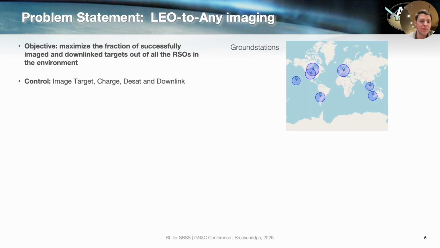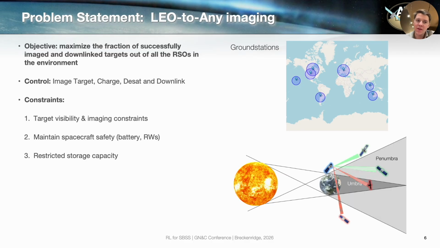And to do that, we have these 4 different action types that one can choose: imaging a target, charging the satellite, doing a desat maneuver, or downlinking data to one of these 7 ground stations that is imaged on the right. There's several constraints though. In particular for imaging, there's target visibility and imaging pointing constraints, etc. During the whole simulation, we also want to maintain spacecraft safety for the battery levels, the reaction wheel speeds, and also we need to manage the storage capacity. So if the storage is full, you first need to downlink before you can actually take a new image again.